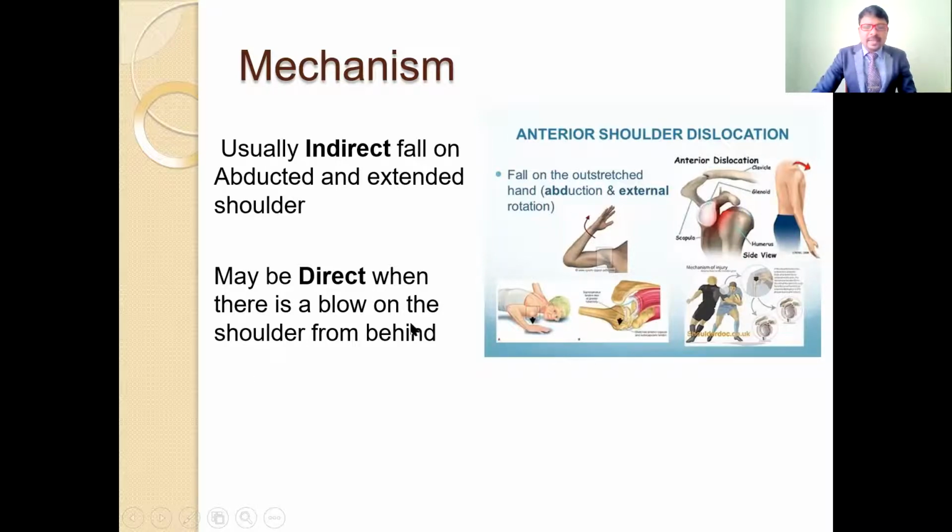It may also be direct, when there is a blow to the shoulder from behind. If anybody is hit from behind, there is a chance to get a shoulder dislocation, especially in sports injuries. If they hit on the posterior side, the head is displaced into the anterior side, and we get the anterior dislocation.